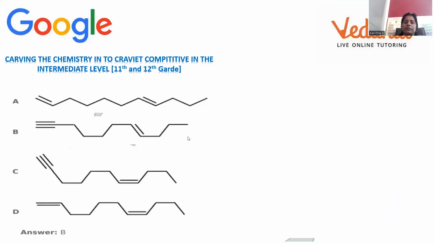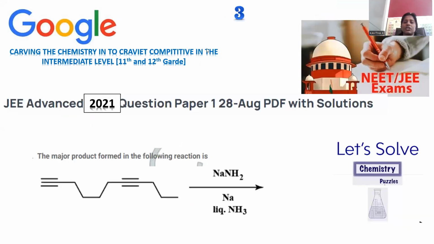Question number 3, we are moving to. Question number 3 is taken from the JEE Advanced 2021 question paper, August PDF with the solutions, right? So this is an organic chemistry question and it is a part of reagent chemistry. What is the major product formed in the following reaction?